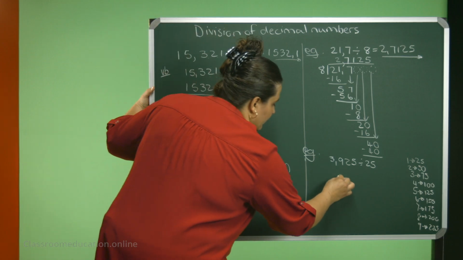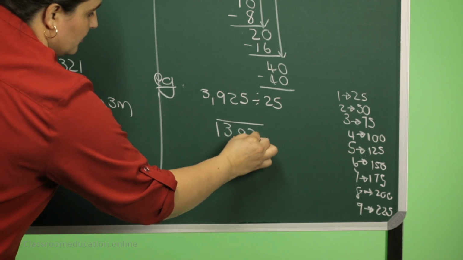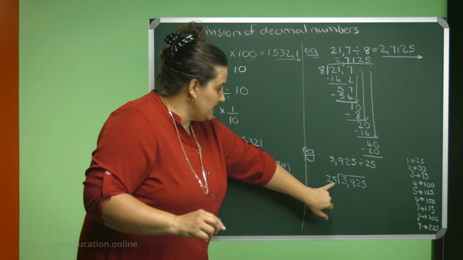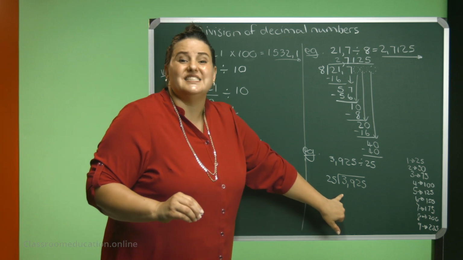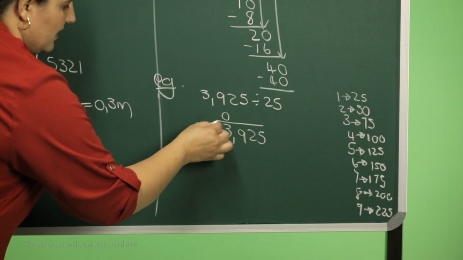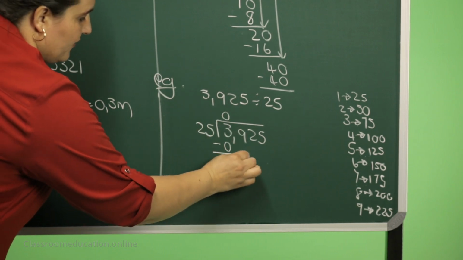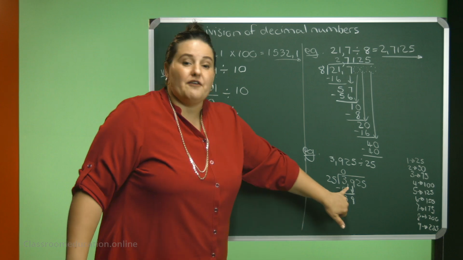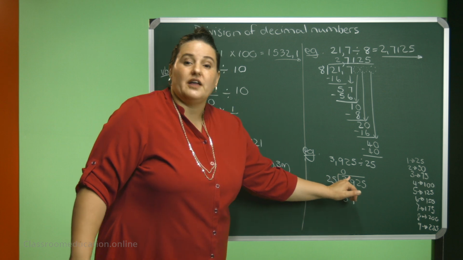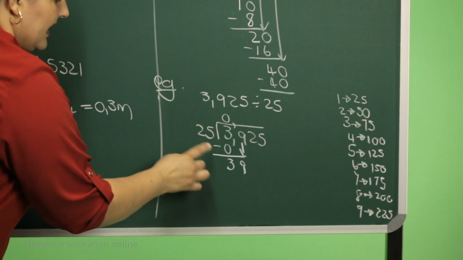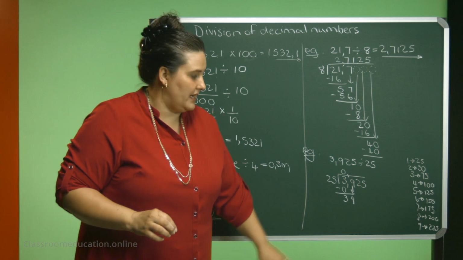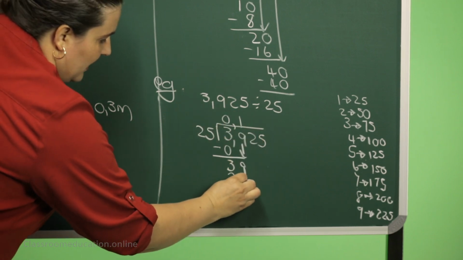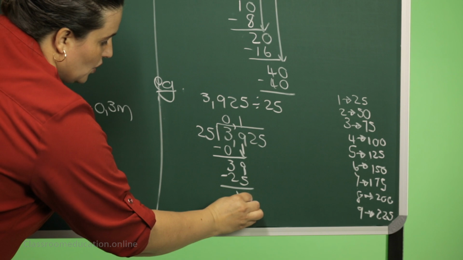So I will have 3,925 divided by 25. Can 25 go into 3? No, 0 times. So 0 times 25 is 0. Get the difference, it is 3. Bring down the 9. But now you have crossed your comma, so you need to write the comma there at the top. Okay. Can 25 go into 39? Yes, once. 1 times 25 is 25. Get the difference, that's 14.